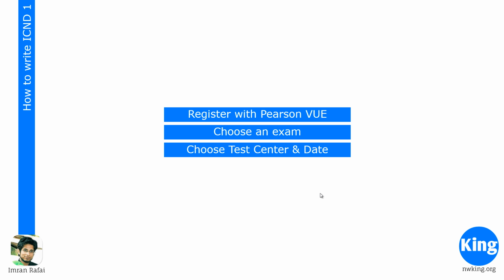So like I said, we completed the training, so we have gone through each and every topic that's part of ICND 1. Now how do we register for that exam, 100-105, right? That's the version 3 ICND 1 exam. So how do we register for that and how do we write that exam? So this is what you need to do.